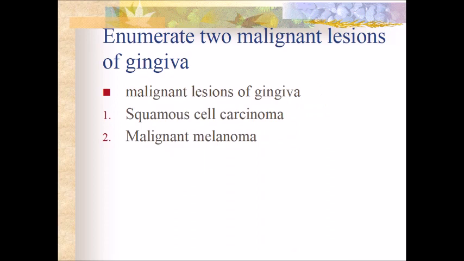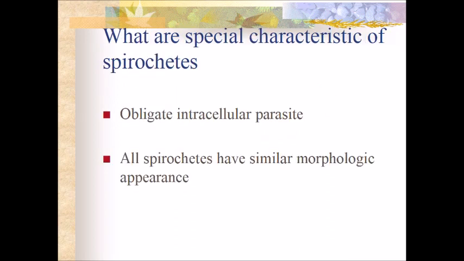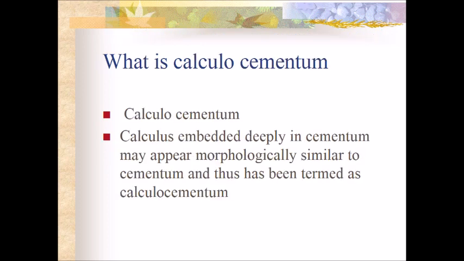Enumerate two malignant lesions of gingiva: squamous cell carcinoma and malignant melanoma. What are special characteristics of spirochete? They are obligate intracellular parasites. All spirochetes have similar morphological appearance. You can write any characteristic of spirochete.